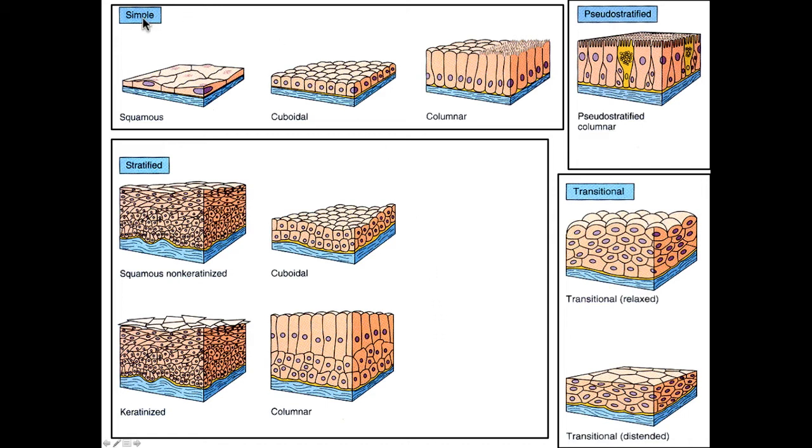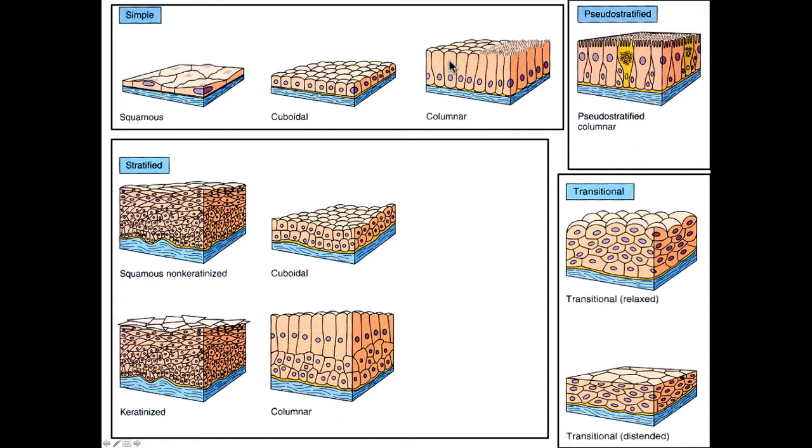Major classifications: we'll talk about a simple epithelium, a stratified epithelium, a pseudostratified epithelium, and a transitional epithelium. So in the diagram, we can talk about a simple squamous epithelium, a simple cuboidal epithelium, or a simple columnar epithelium. Notice the simple squamous epithelium is a single layer of flat cells. The simple cuboidal epithelium is a single layer of cells that are about as tall as they are wide. And the simple columnar epithelium is a single layer of cells, but the cells are much taller than they are wide.